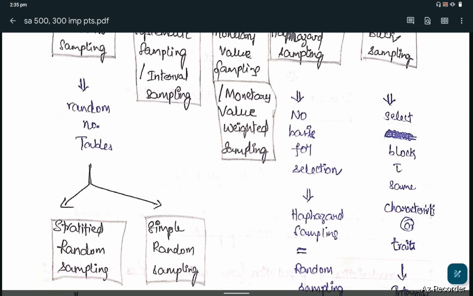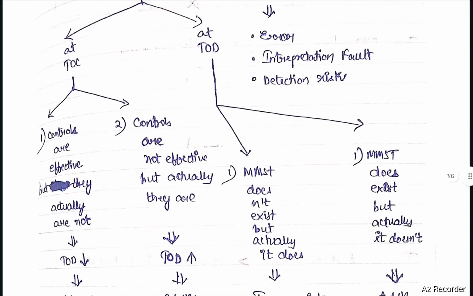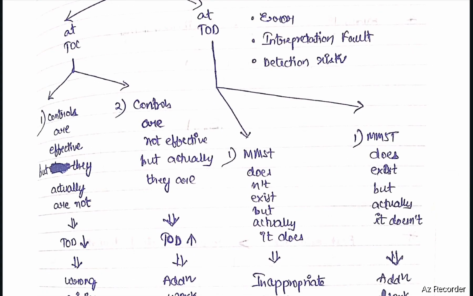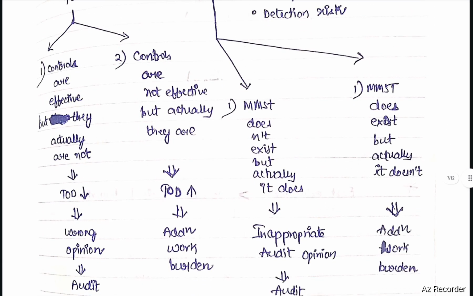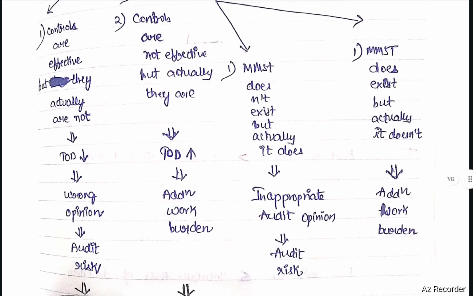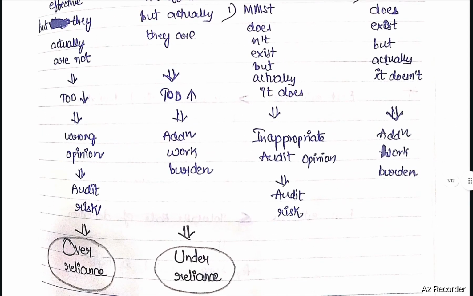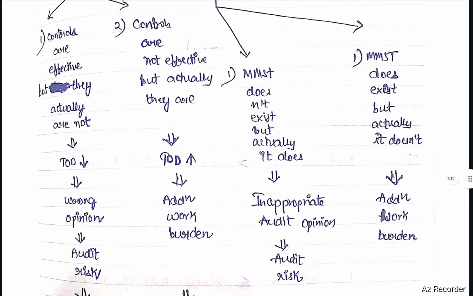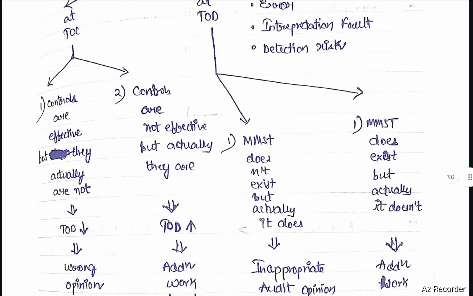Risk is of two types: sampling risk and non-sampling risk. Sampling risk, in a test of controls: controls are effective, but they actually are not. We have given the report as controls are effective, but actually they are not effective. In such a case, test of details will be low and a wrong opinion will be given. It is an audit risk because of over reliance. Next, controls are not effective, but actually they are. We have given the report as controls are not effective, but actually controls are effective.